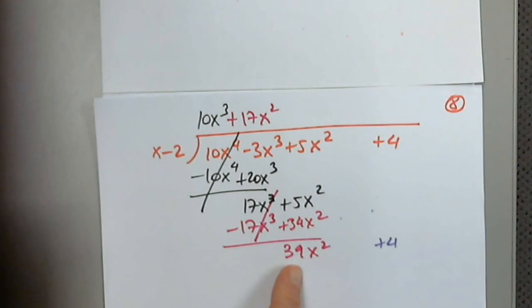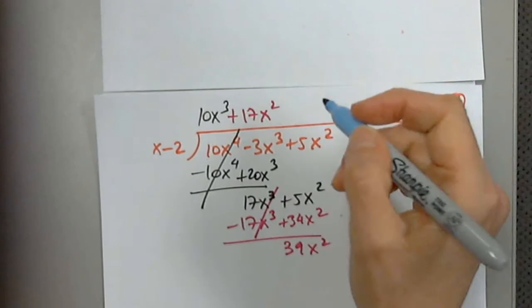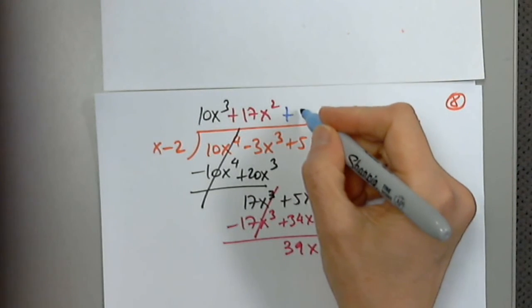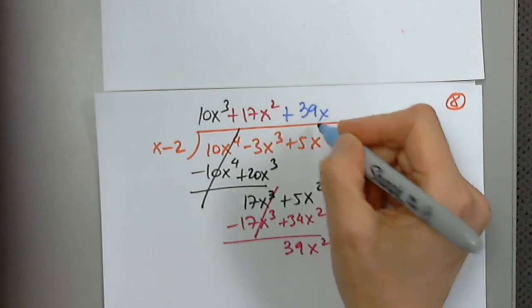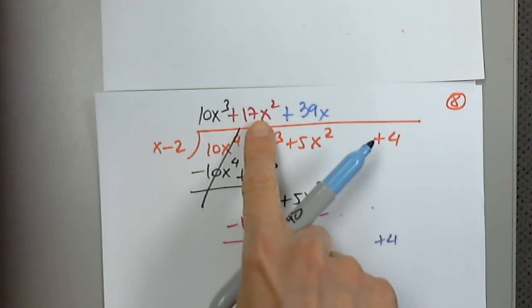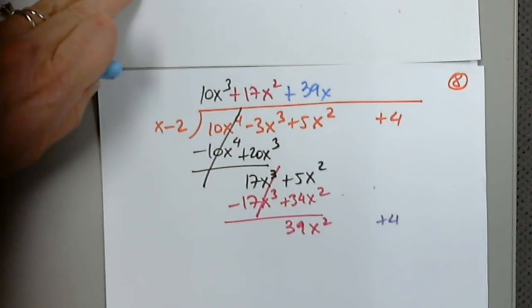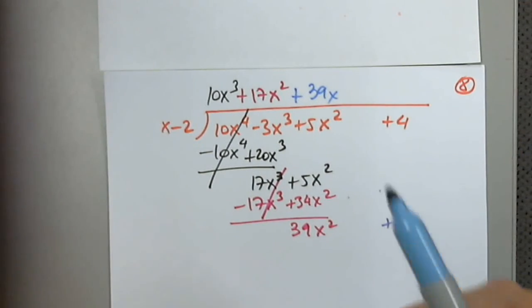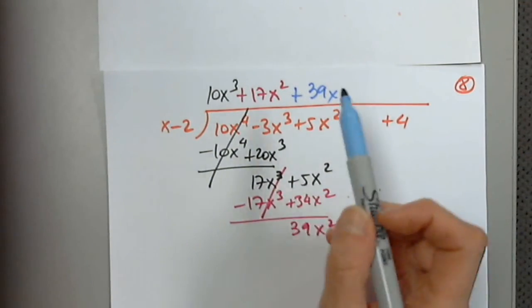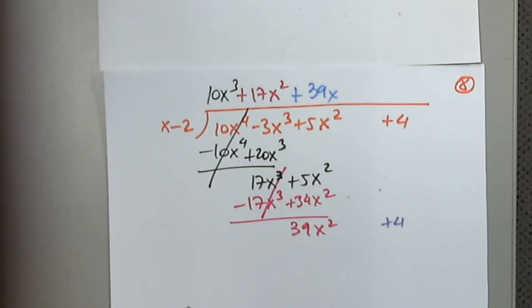x times what is 39x squared? I need the sign. Yes? Very good. Is that clear? This is degree 3, degree 2, degree 1. It has to decrease. If you go back to something higher, something is wrong. So 39x times x is 39x squared. I have to subtract.